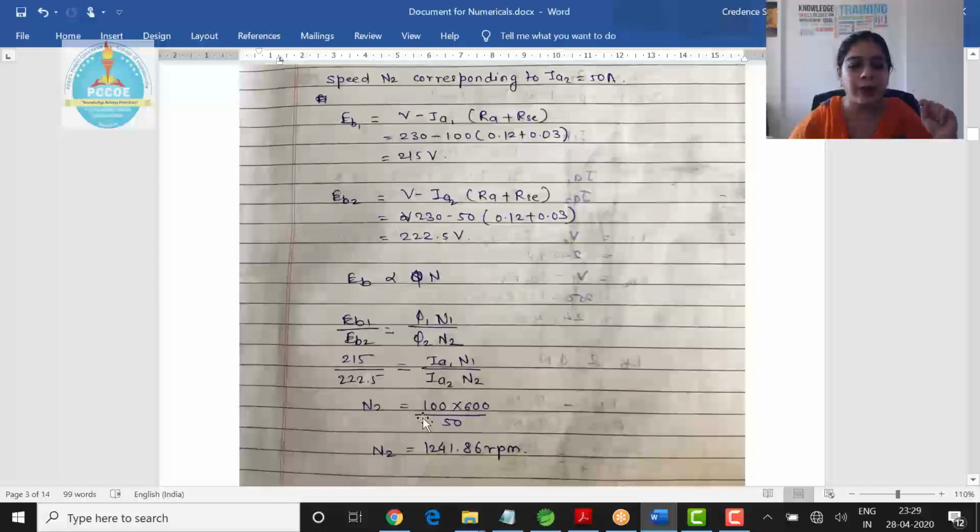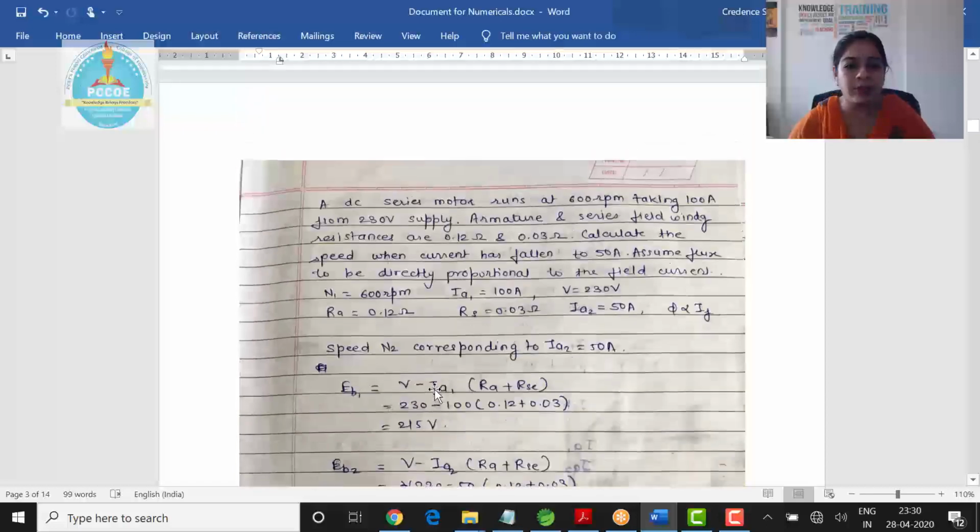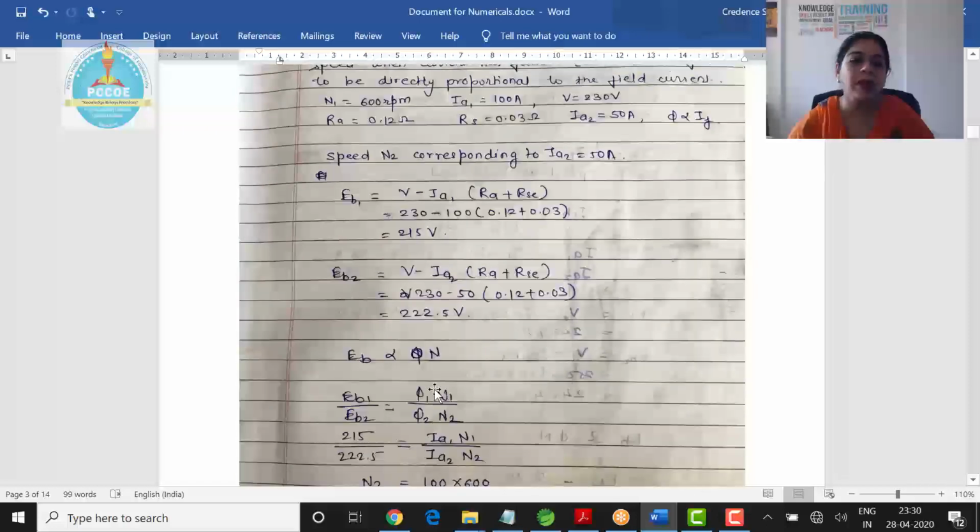So N2, just rearrange the terms, you will get N2 is equal to 1241.86 rpm. Note that always you should mention the units while you calculate the values. Okay, so this is the problem of the series motor, in which you have to keep in mind that all the currents, meaning the supply current as well as the current in the armature as well as the current in the series field, are the same.